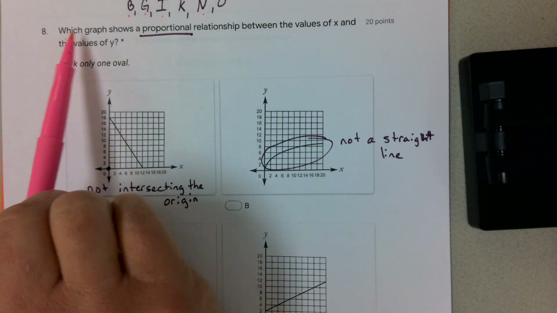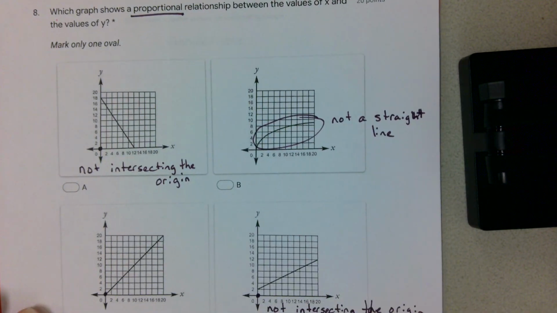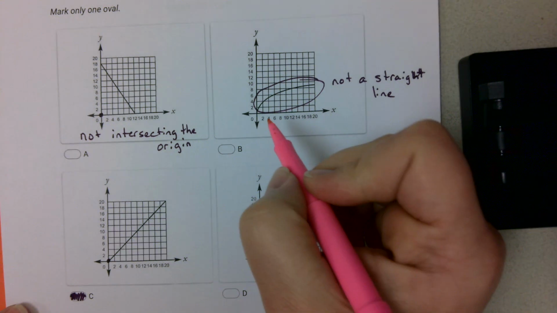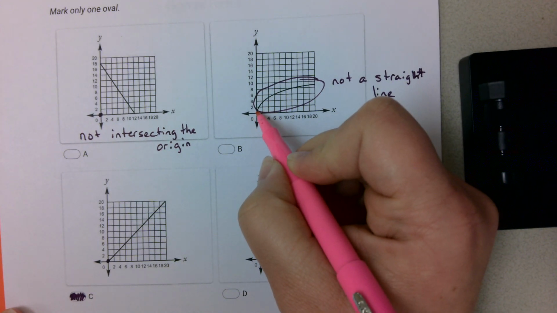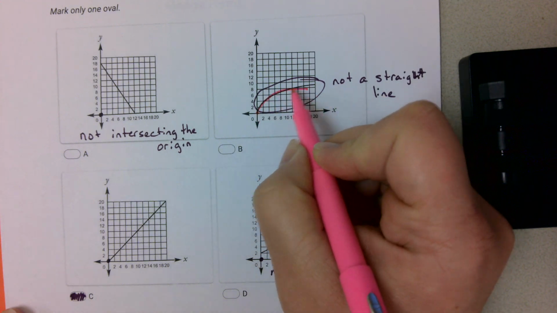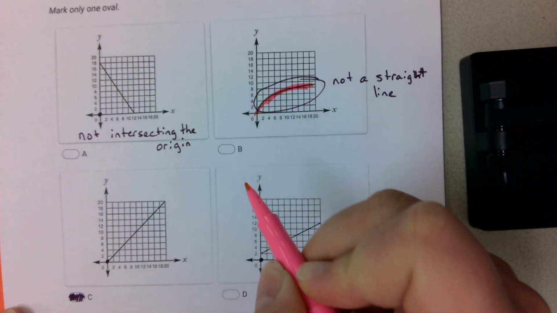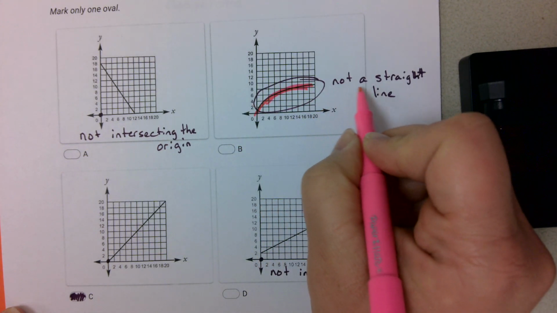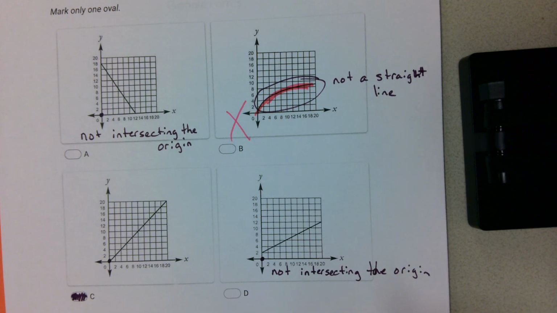Next one. Which graph shows a proportional relationship between the values of x and the values of y? All right. So I want to talk about B a little bit, as this line does intersect at the origin. The problem, however, is it's a curved line. So this is not a linear proportional relationship. So if we do not have a straight line, we do not have a proportional relationship. So that's why I didn't choose that one.